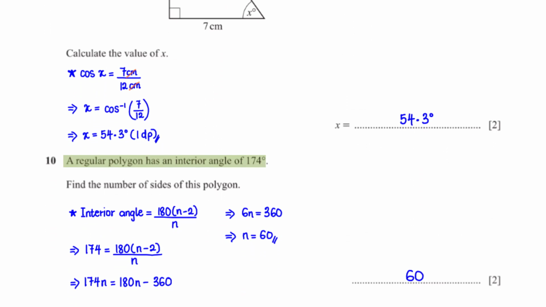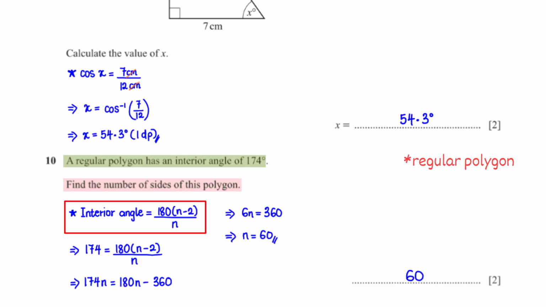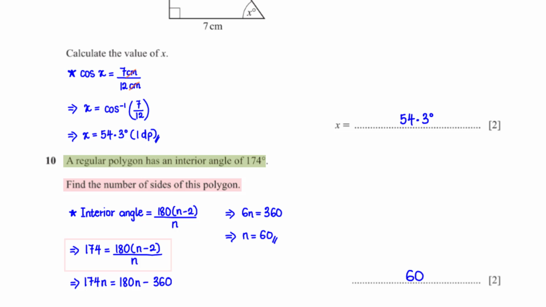A regular polygon has an interior angle of 174 degrees. Find the number of sides of this polygon. Here is the formula for the interior angle of a polygon. We've been given the interior angle as 174 and we need to find n, which is the number of sides of the polygon. When we multiply both sides by n, this is what we have. When we group like terms and divide both sides by 6, we get n equals 60.